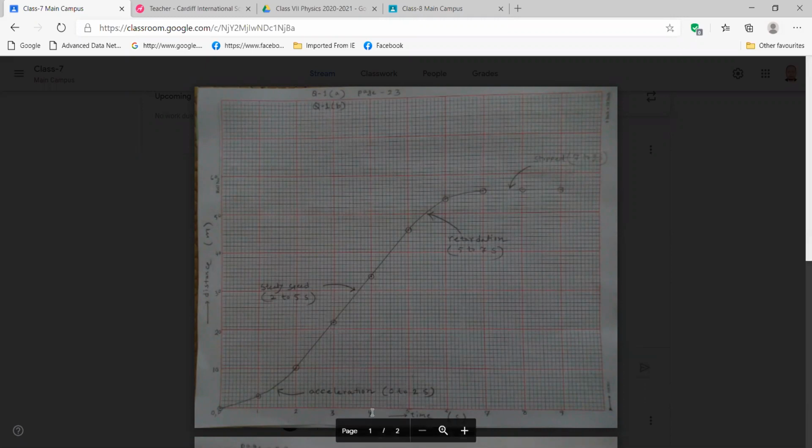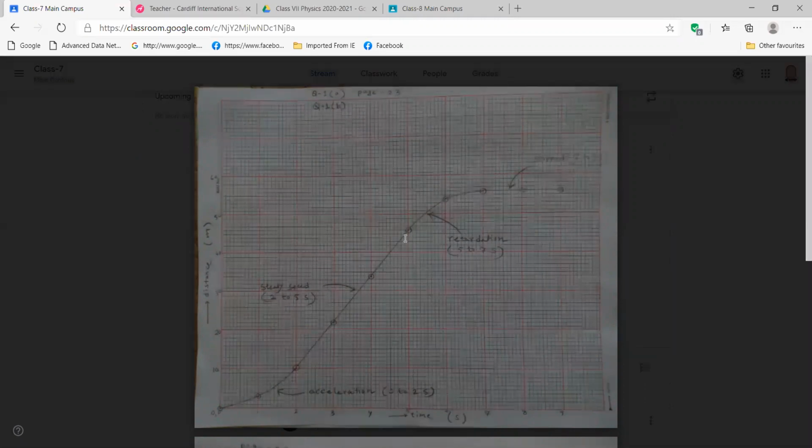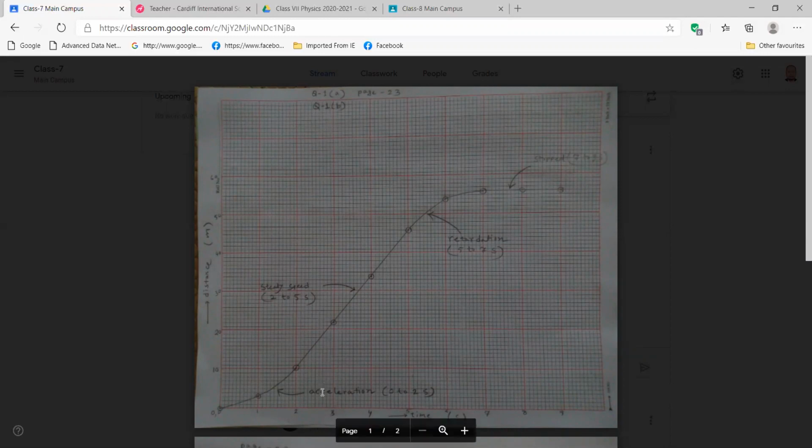Then again, from 4 to 5 seconds, from 34 to 46, right? Again 12. So for these 3 seconds, 12 meter per second. Always the speed is constant, right? The speed is 12 meter per second for 2 to 5 seconds, isn't it? That one we said steady speed. From 2 second to 5 second, it is steady speed. Is it clear?